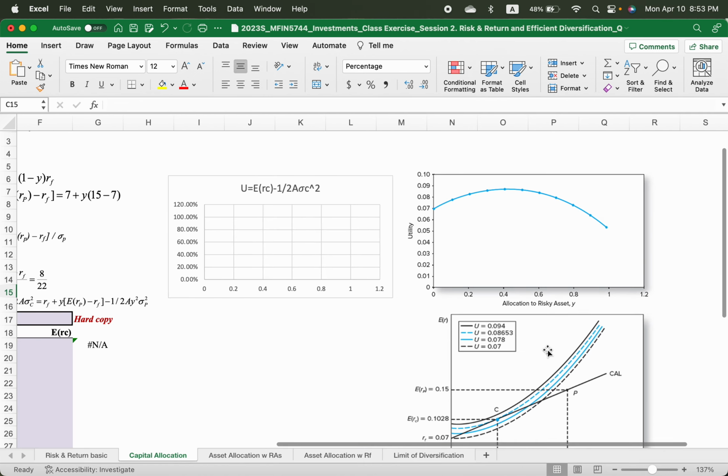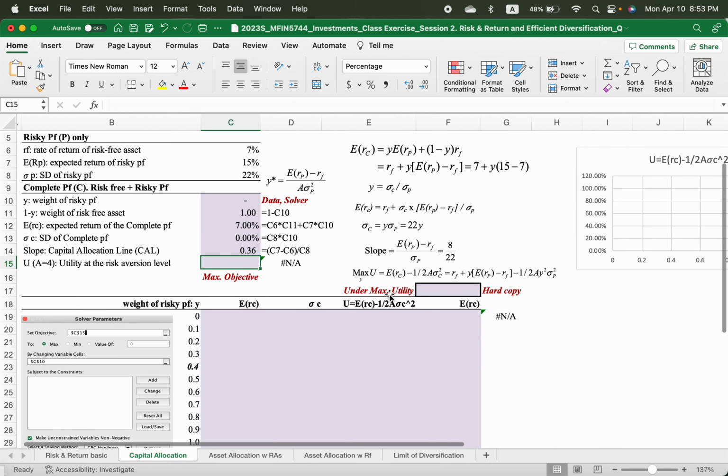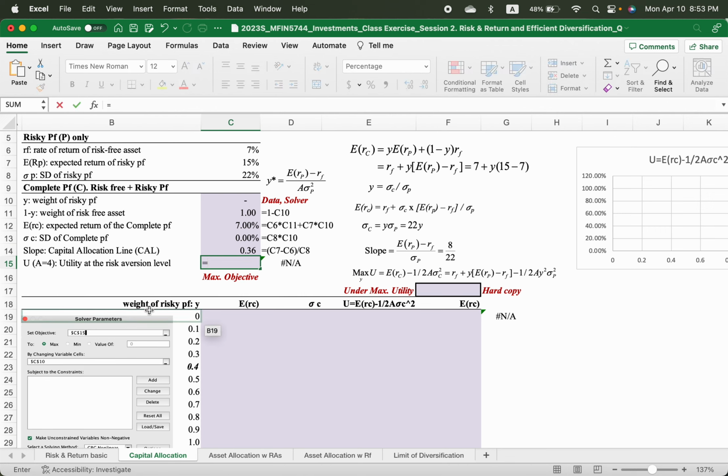The slope here. Now, for the utility at the risk aversion level, we use this equation, right? As we discussed during the class. So maximum utility, now how to calculate the expected rate of return of this.